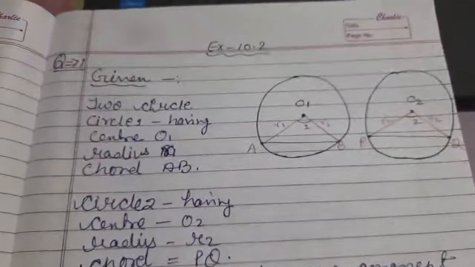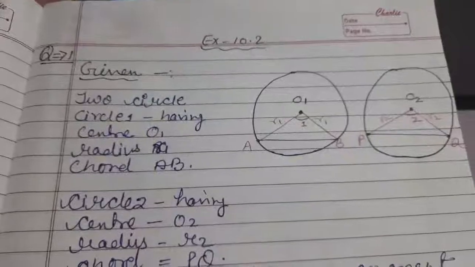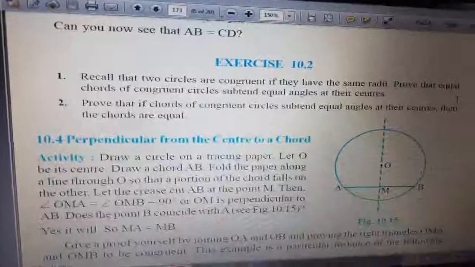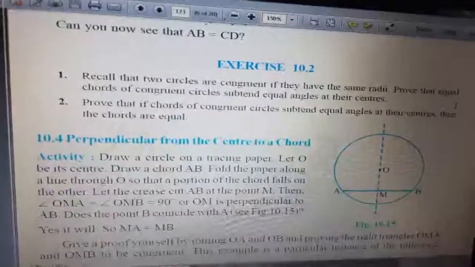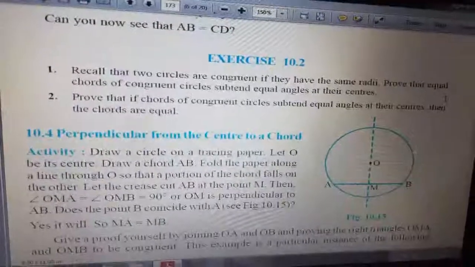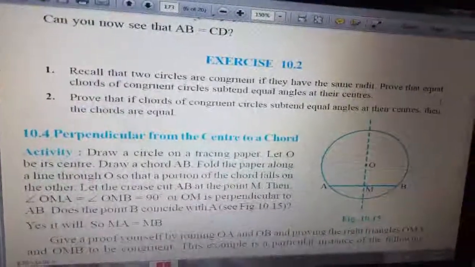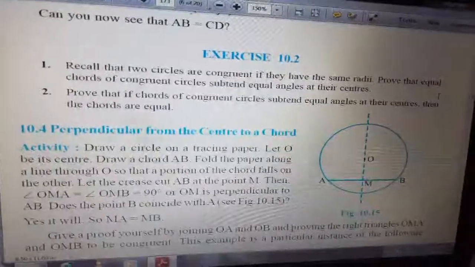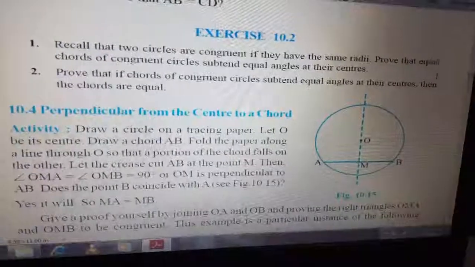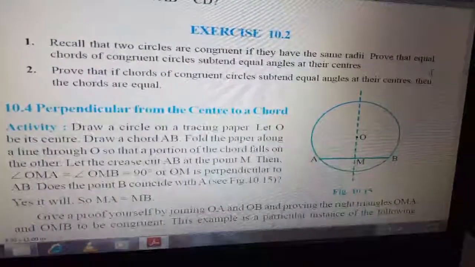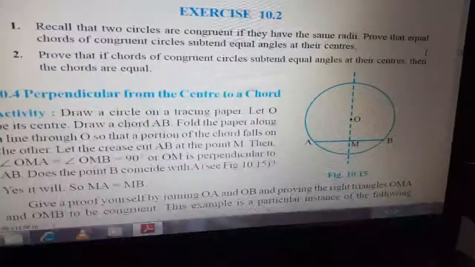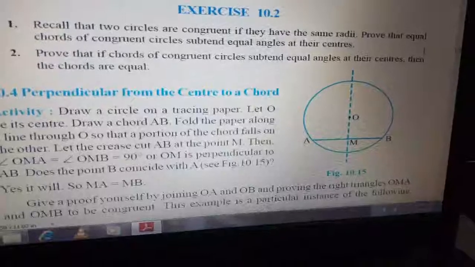So this is question first from exercise 10.2, is it clear? Now the second question from exercise 10.2: prove that if chords of congruent circles subtend equal angles at their centers, then the chords are equal. This second question is the converse of the first question. In this we are given that chords subtend equal angles, and we have to prove the chords are equal. One thing is common in both questions: the circles are congruent. That means we have to take two different circles.